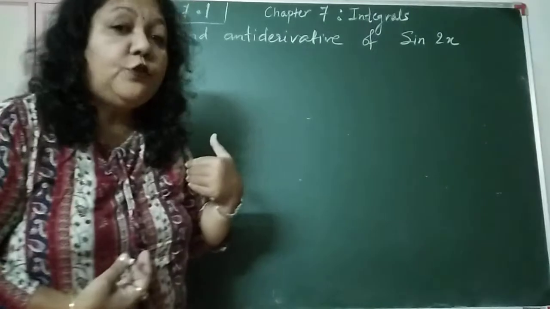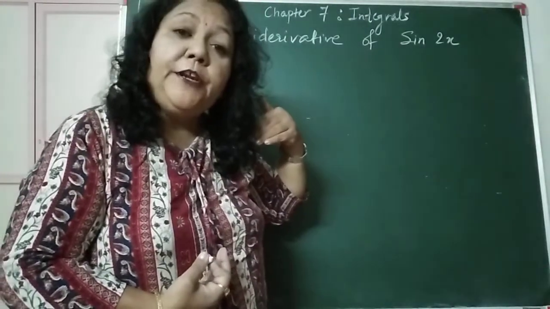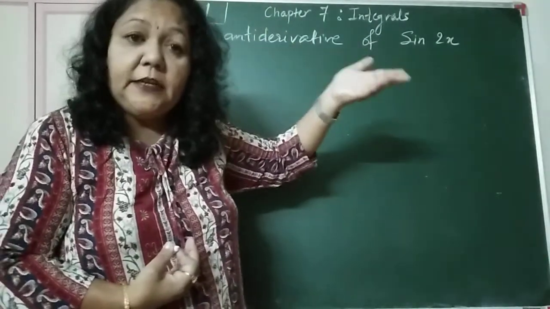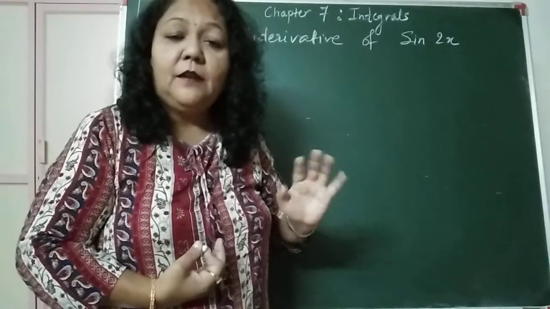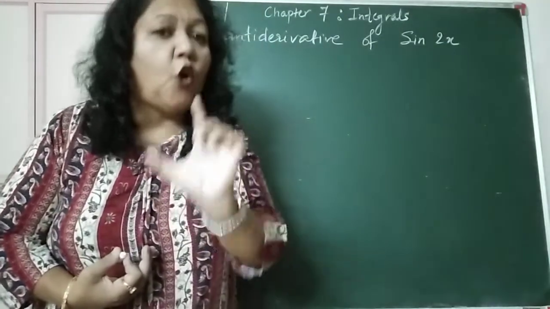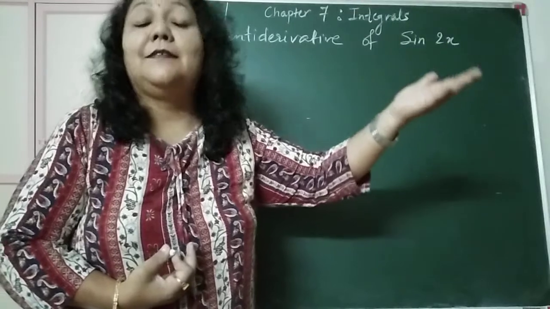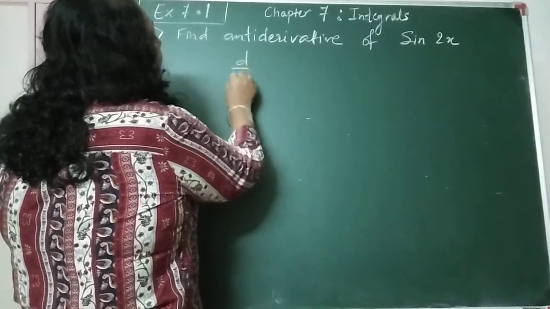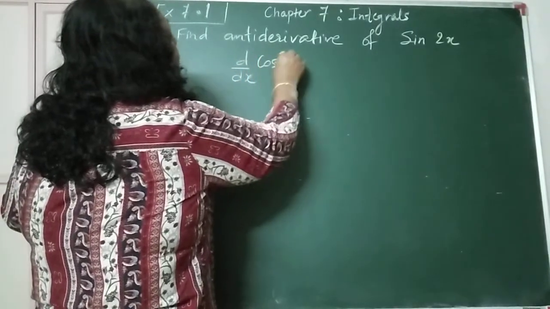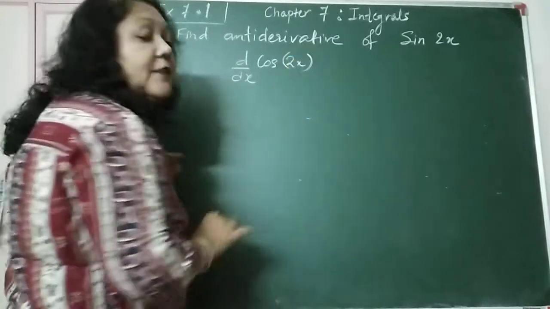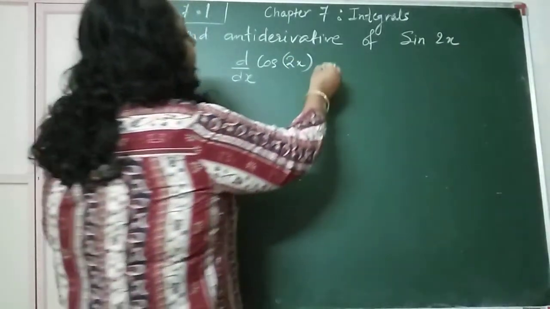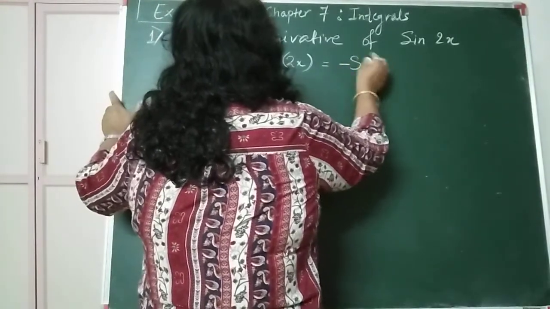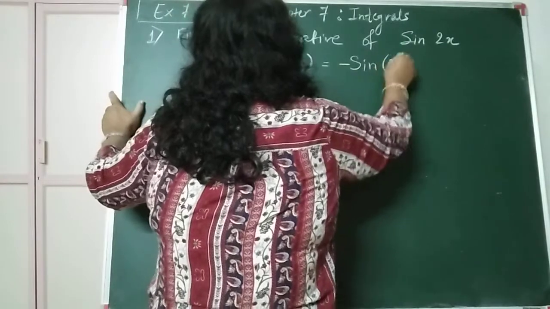Now, what comes to your mind, what will you differentiate? Here you have to think what will you differentiate so you will get the answer sine. So if you differentiate cos, you will get the answer as sine. So let me begin with that. I write d by dx of cos of 2x, and my answer to that is going to be minus sine of 2x.